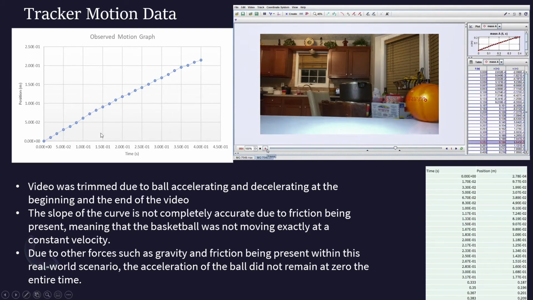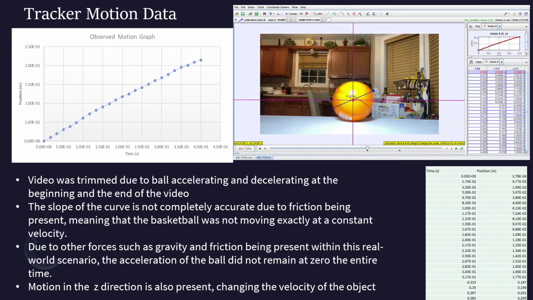The graph on the left showcases the data points for position over time, and as you can tell from the straight slope of the line, the object is moving at constant velocity. The video was trimmed due to the ball accelerating and decelerating at the beginning and end of the video. The slope of the curve is not completely accurate because of motion in the z direction as well as friction, which will be explained later.